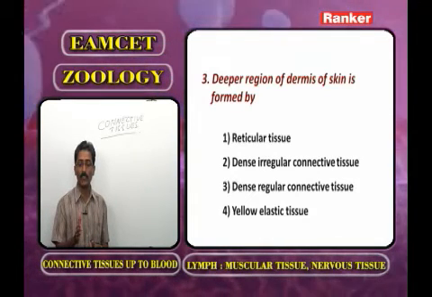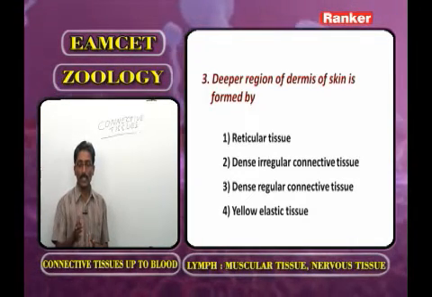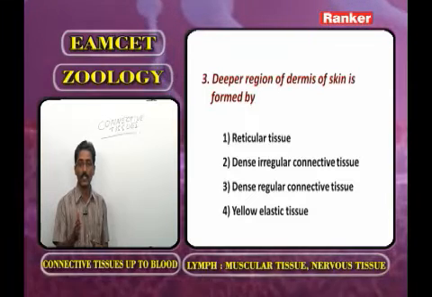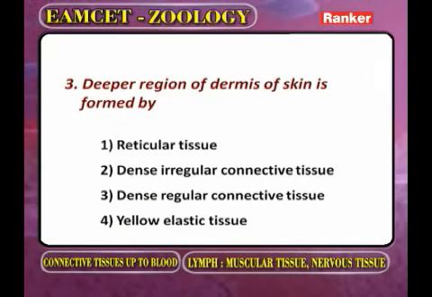Deeper regions of dermis of skin is formed by, what is the correct answer? The dense irregular connective tissue. Now the answer is the second one. Now we go for the fourth question.